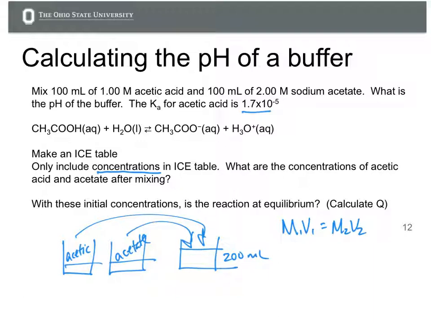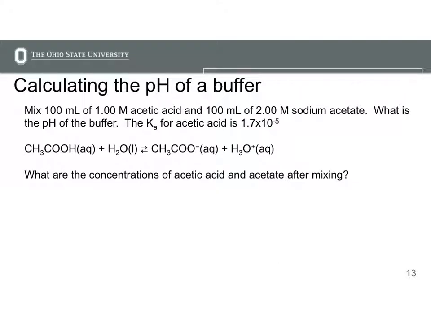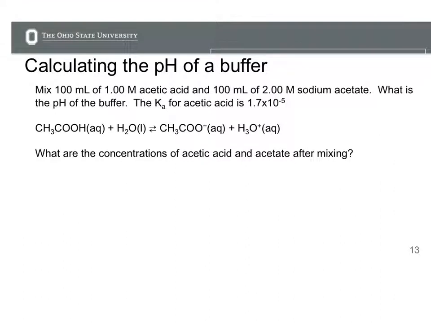So the first question that I'm going to pose here, we're going to do this stepwise, is what are the concentrations of acetic acid and acetate after mixing? And again, remember that sodium acetate, there's 1 sodium. I'm just going to write out acetate. It's CH3COO minus. Okay. 1 sodium acetate to 1 acetate, so it's 1 to 1.